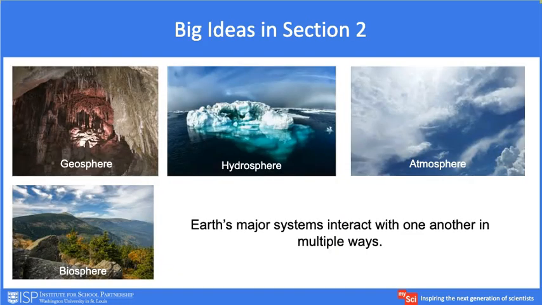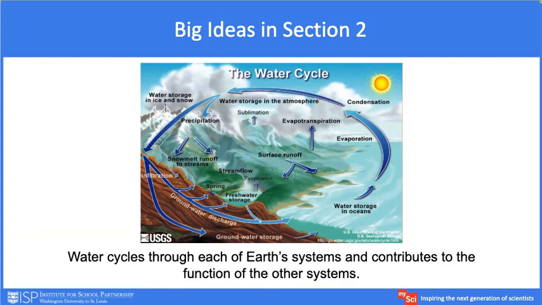Students will research and create poster presentations to explain that Earth is one large system made up of multiple smaller systems, including the hydrosphere (water), atmosphere (air), geosphere (land), and biosphere (organisms). They will use a model to demonstrate interactions between each of these Earth systems. Students will use a model of the water cycle to explain how water cycles through each of the 4 Earth systems, and that this cycling contributes to the functioning of another system.